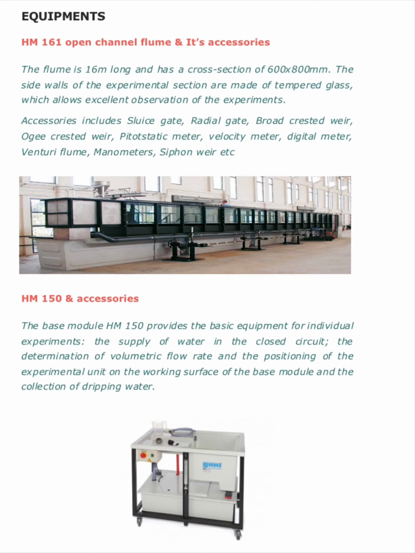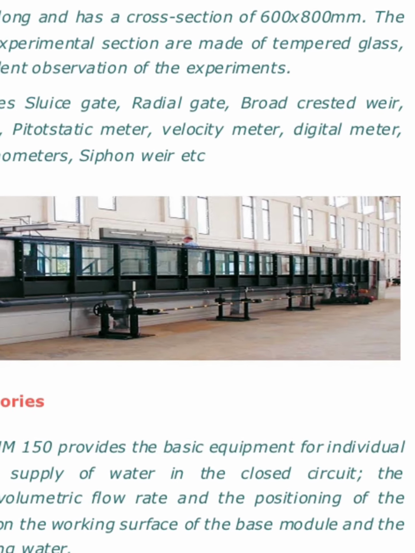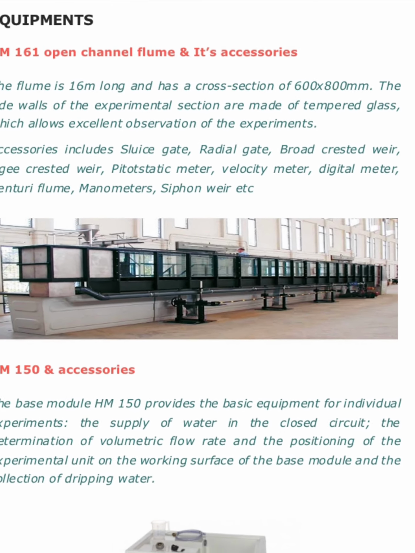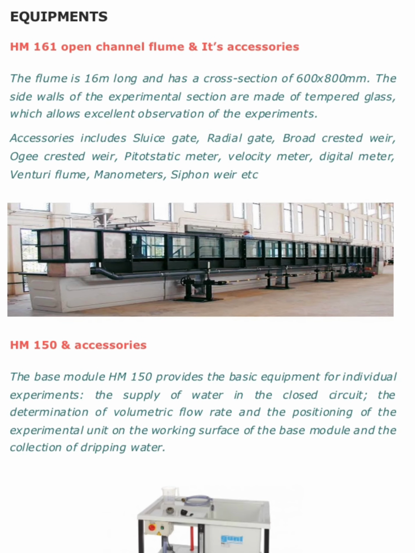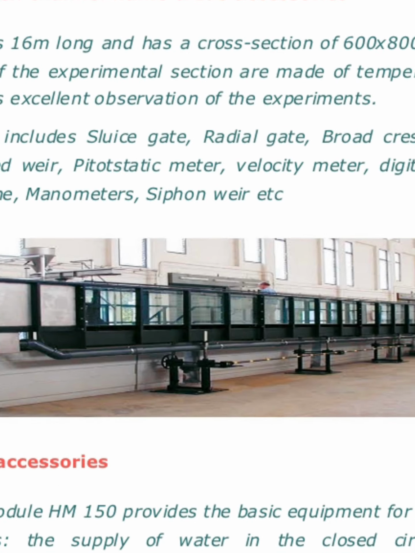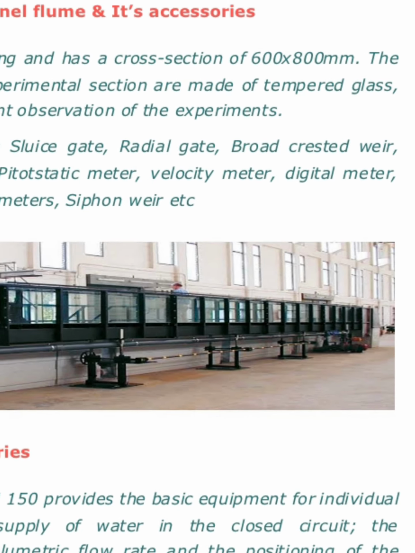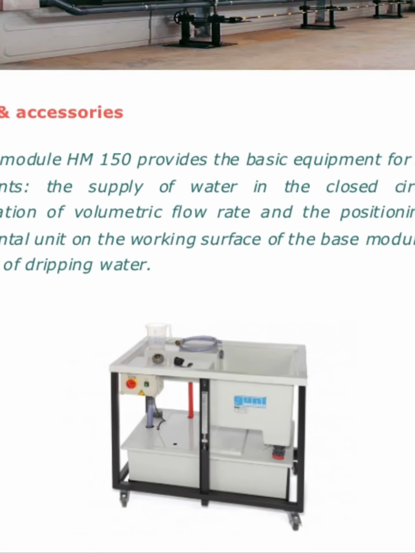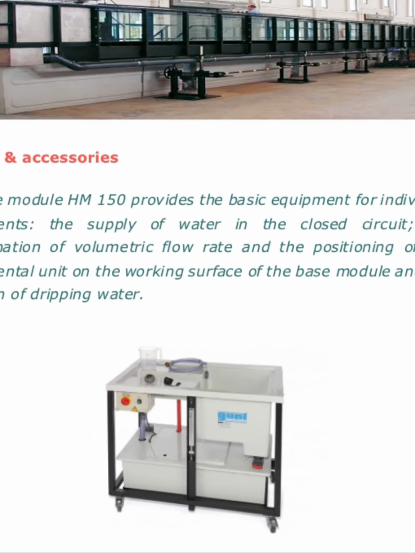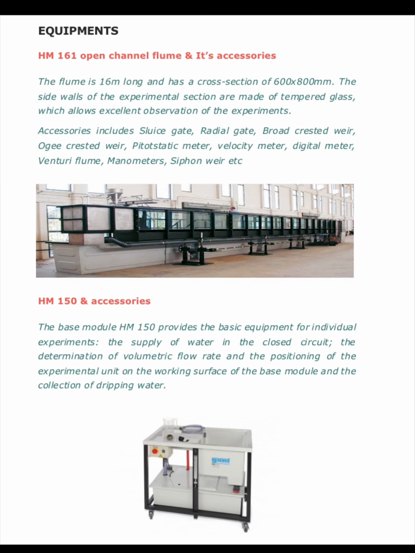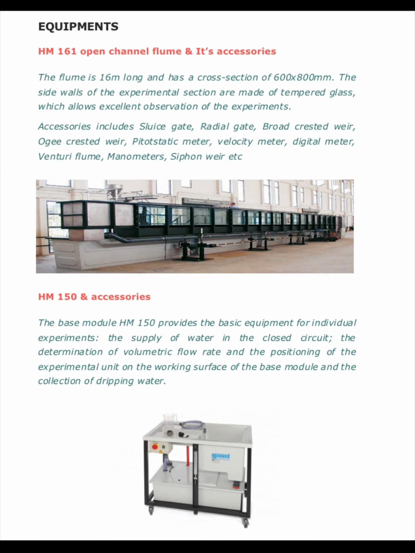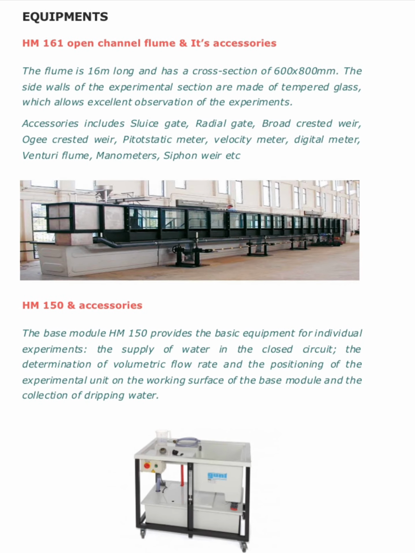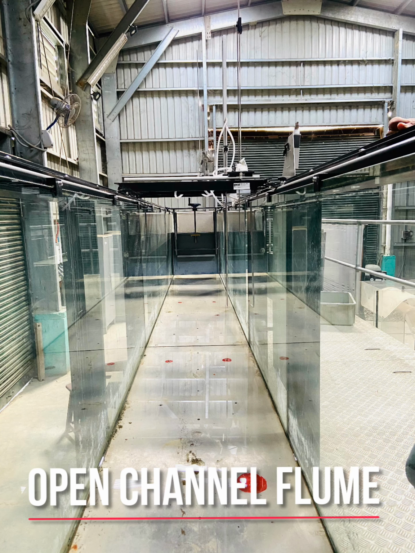These two equipments are the main equipment we'll be using for conducting the experiment. The first one, HM161, is 16 meter long and 600 mm wide with a depth of 800 mm. It has the option for tilting at upstream as well as in the downstream to create a sloping channel. And the next one is HM150, which is the base module, and we are using this equipment for supplying the water and for measuring the discharge. Both the two equipments are made by Gunt, Hamburg, Germany.